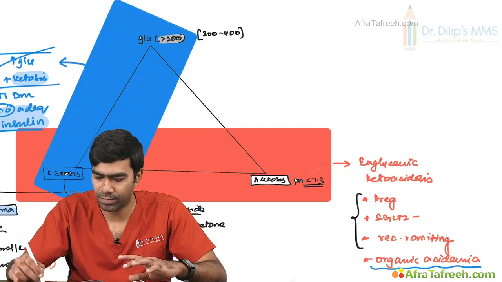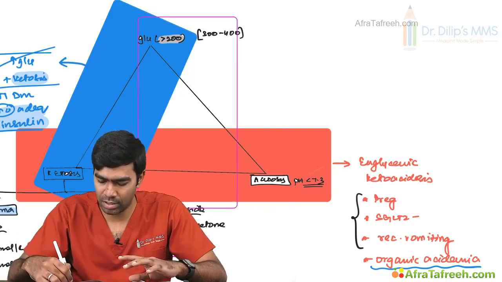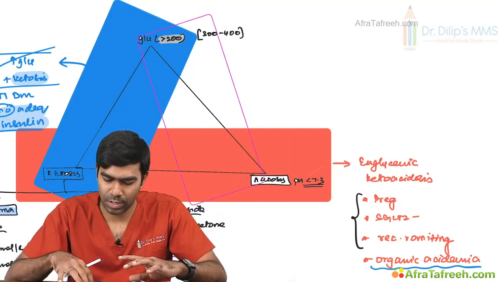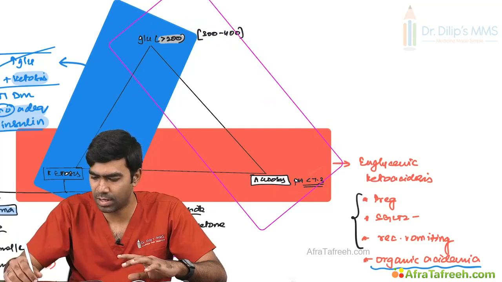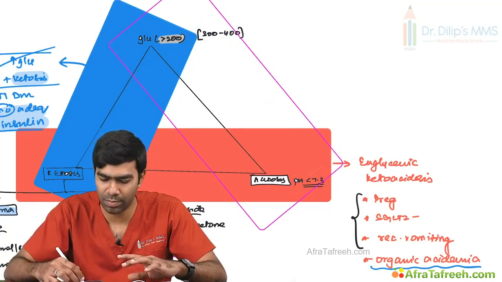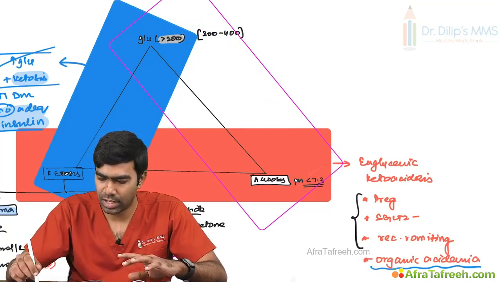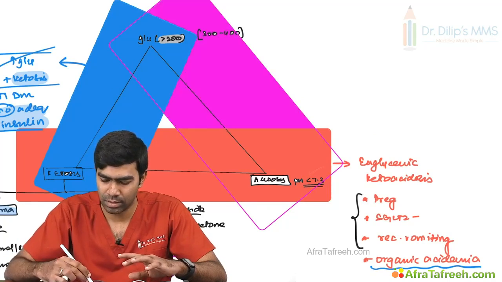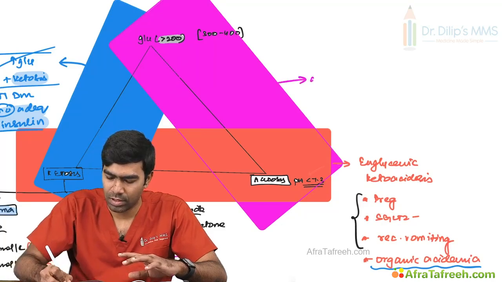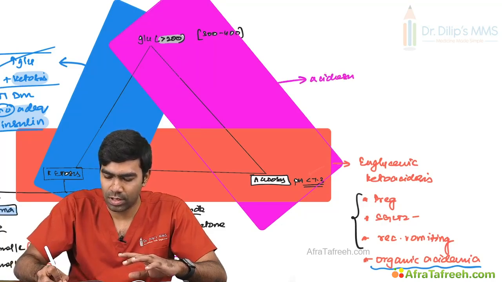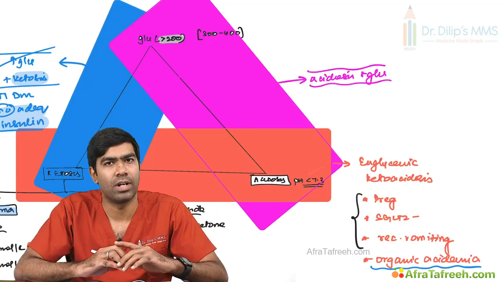And finally, you have a condition where you might be having acidosis and hyperglycemia, but there is no ketosis. And again, this cannot be taken as a ketoacidosis in the first place. So these patients are having only acidosis and hyperglycemia, and this cannot be taken as a DKA.